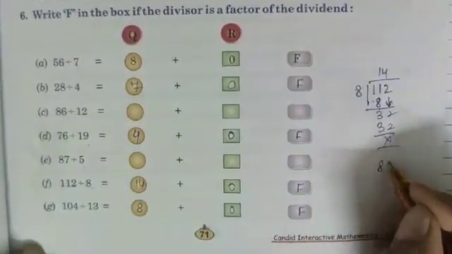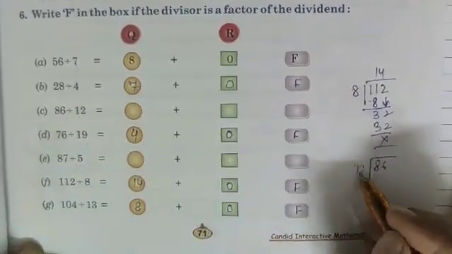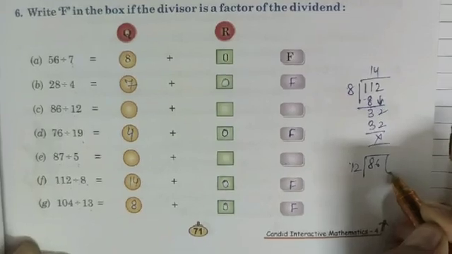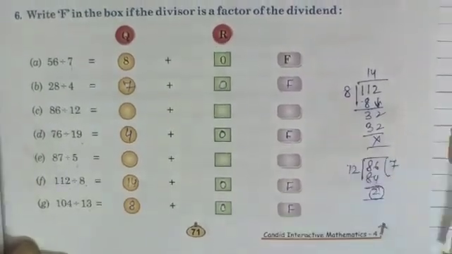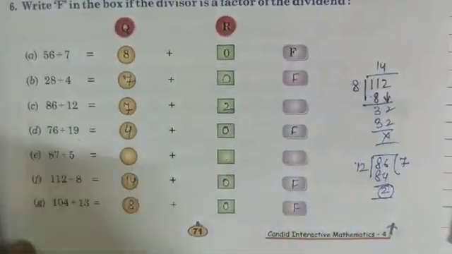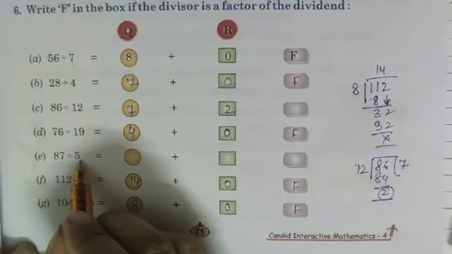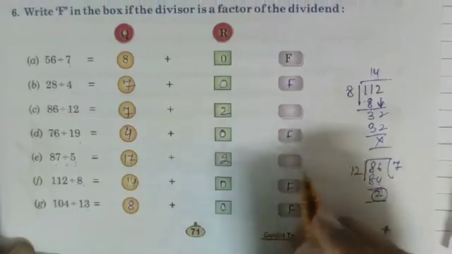Clear? So here when you divide it, it is not completely divisible. 86 divided by 12: 12 ones are 12, 12 sevens are 84. So we have 2 remainder. So we will not write anything. Clear? So in the table of 5, when you divide 87 by 5, it is 17 and 2 remainder. We will not write anything.